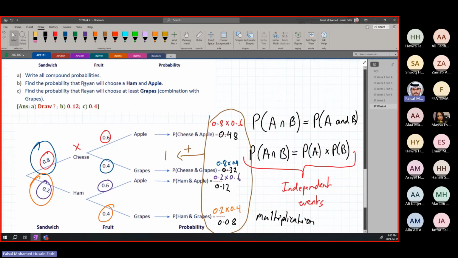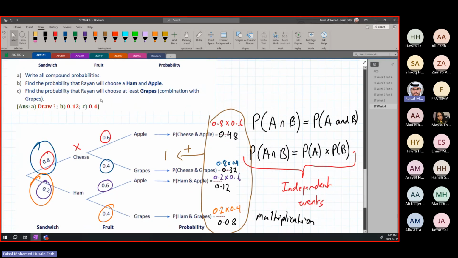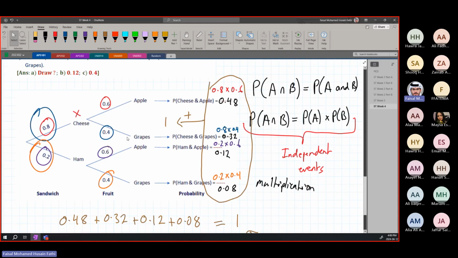Now let's look at the probability that Ryan will choose ham and apple. The probability he will choose ham and apple is 0.12. Find the probability that Ryan will choose at least grapes. He only cares about the grapes. It doesn't matter if it's cheese, ham, or apple, it doesn't matter what the sandwich is. What's important is only his second choice. His second choice is always going to be a 40% chance of getting grapes, so it's simply 0.4. And that's it.